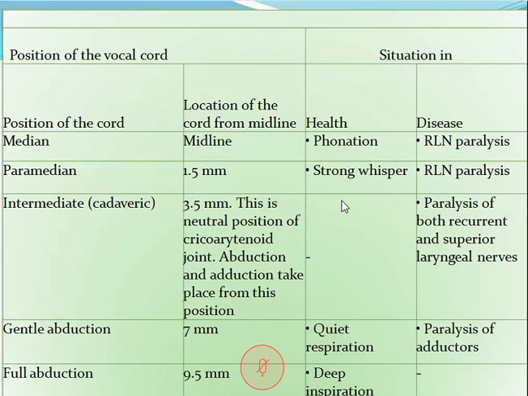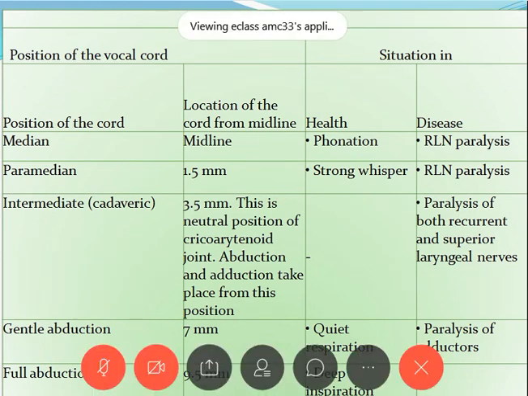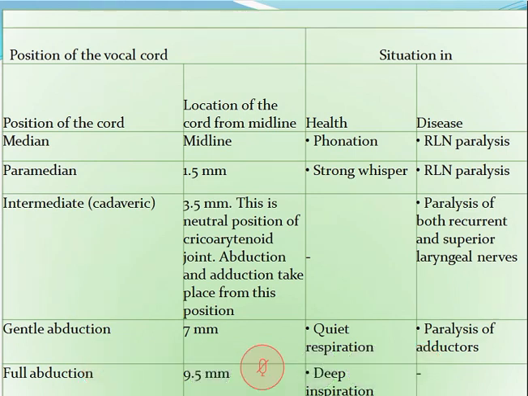This occurs when there is a paralysis of both recurrent and superior laryngeal nerves. This is what you see in the cadaveric position. This is a neutral position, and both abduction and adduction take place from this point only. This is seen when both recurrent laryngeal nerve and superior laryngeal nerves are paralyzed.